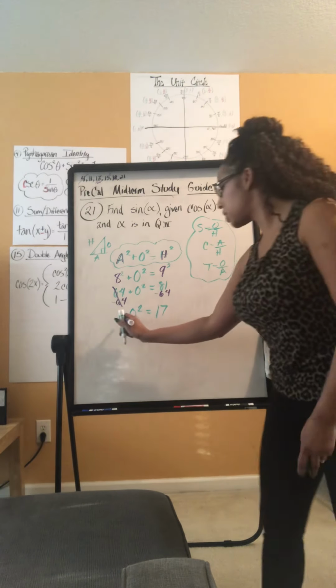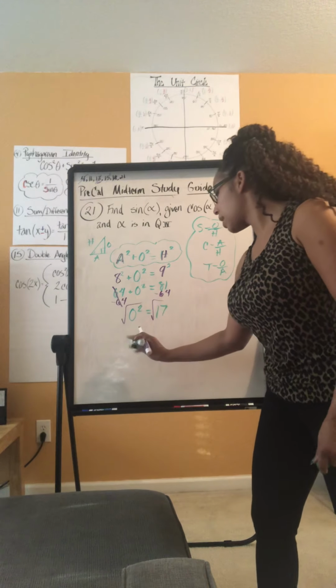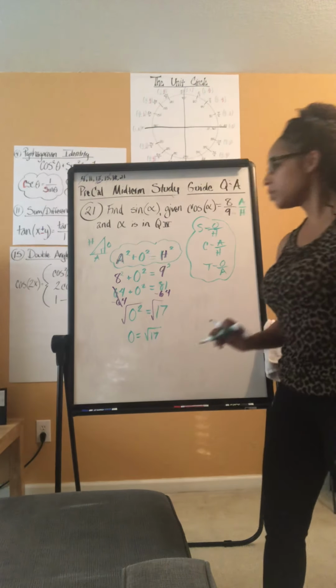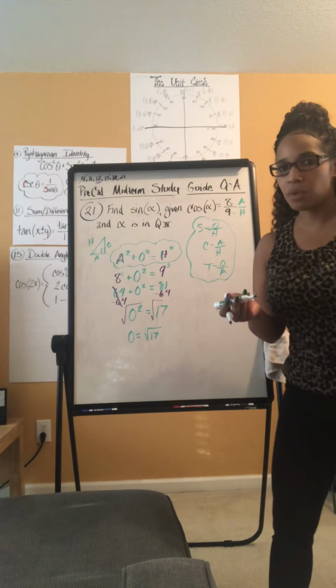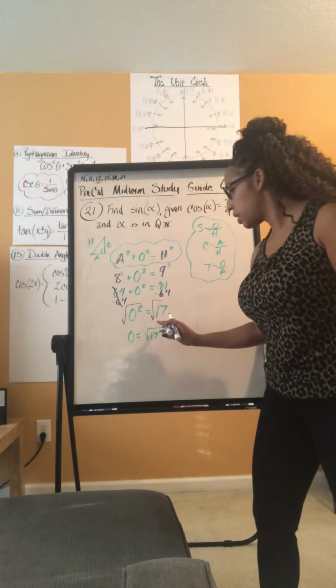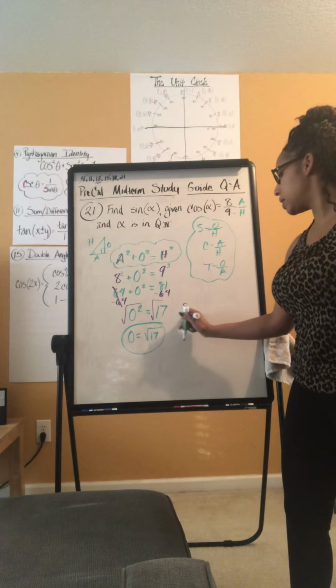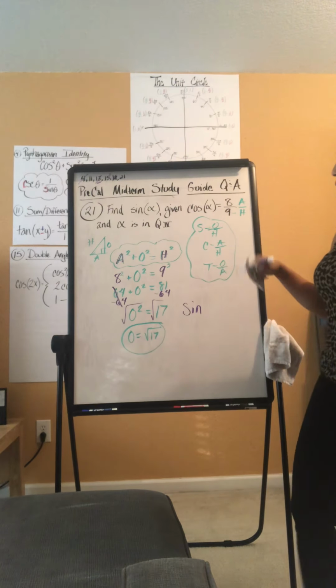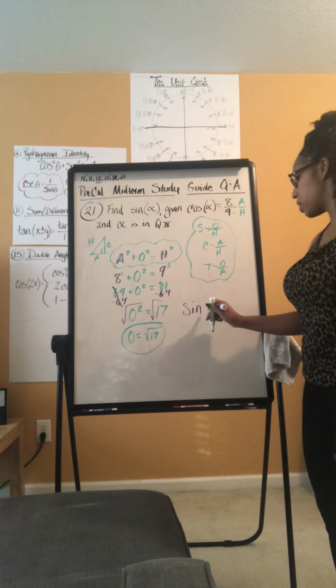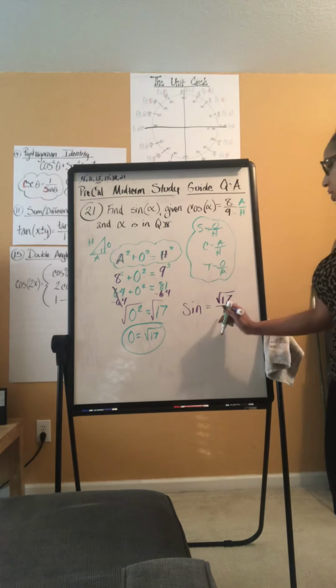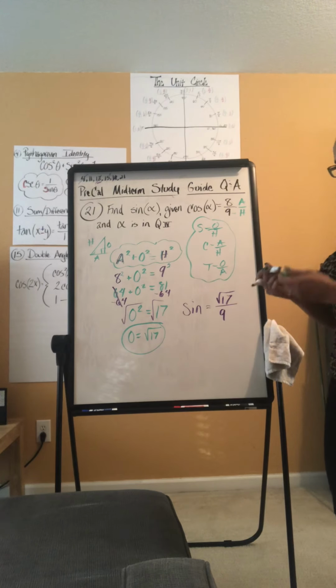All right, then we want to take the square root. Take the square root. And so o by itself is the square root of 17. We know whenever we take the square root, it could be a plus or minus. But o is the square root of 17. So my answer for sine is supposed to be the o over the h. So o is the square root of 17. And the h from the very beginning was the number 9, right?